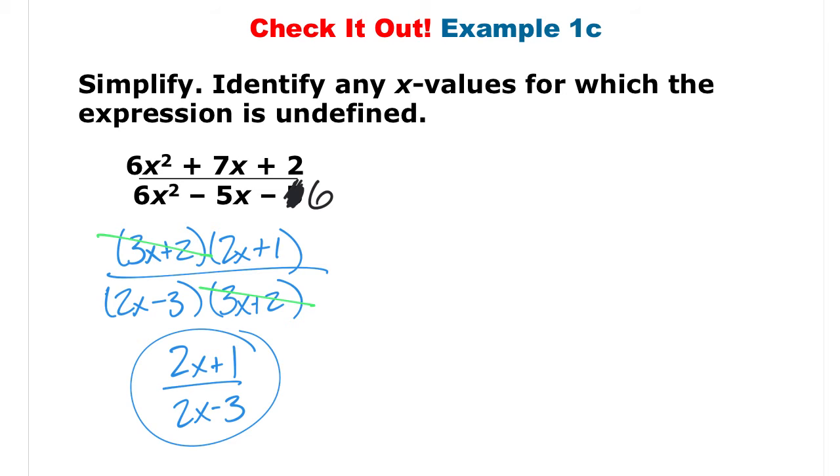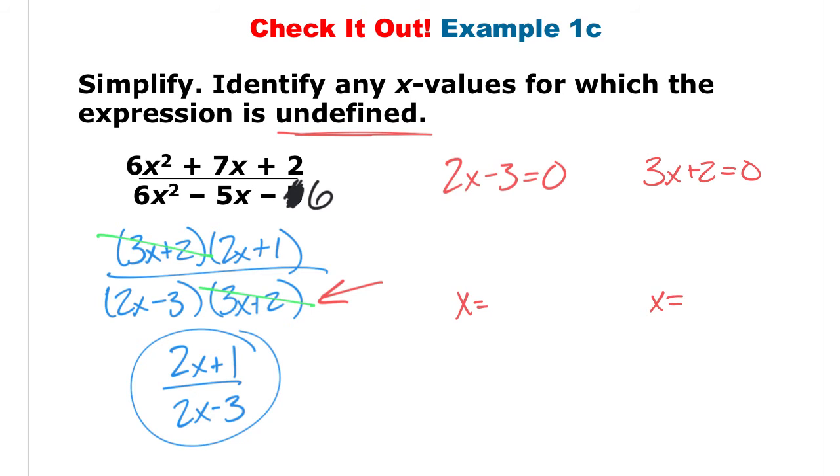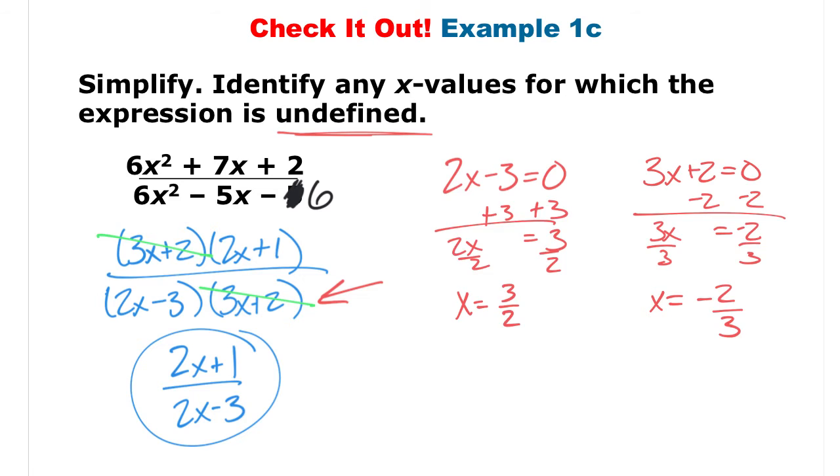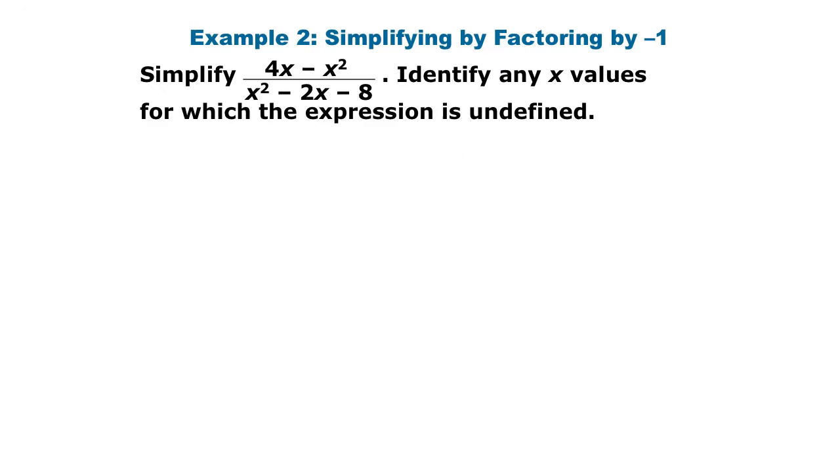I also need to figure out when this expression is undefined, so I'm looking at the denominator right here, and if 2x minus 3 equals 0, if this factor right here is 0, then the whole denominator would be 0. And if the other factor, 3x plus 2, was equal to 0, the whole denominator would be 0. So I need to solve these and figure out what values of x made that denominator 0. Here's what I end up with for both of them. And so x cannot equal 1/2 and x cannot equal -2/3. That's where the expression is undefined.